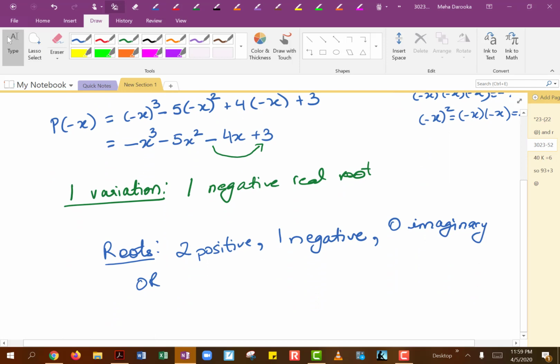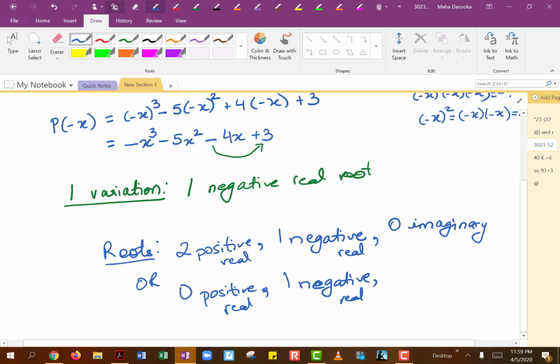So that means if I don't have 2 positive roots, I could have 0 positive, and remember these guys are real roots, real numbers. Only that last one is imaginary. And in the first option we had 0. So you can have 0 positive real roots, but you will still have that one negative real root. So no matter how many roots you check, one of them is definitely going to be negative.